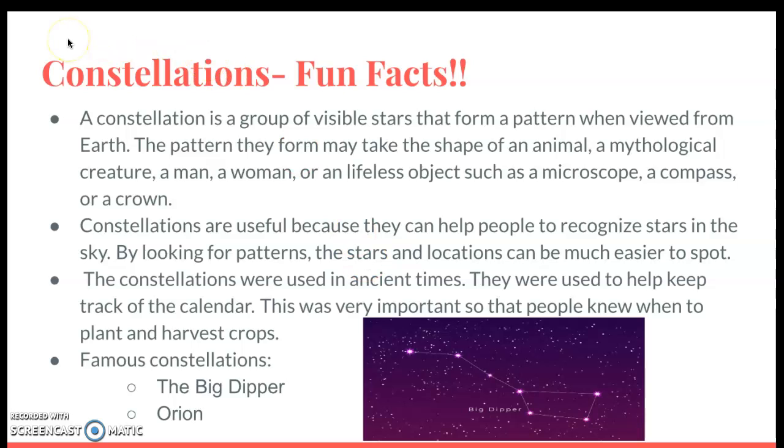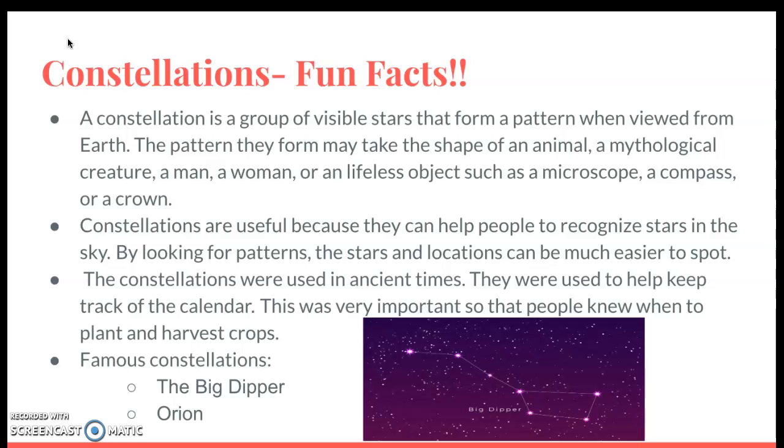So first, just some fun facts about constellations. A constellation is a group of visible stars that form a pattern when viewed from Earth. The pattern they form may take the shape of an animal, a mythical creature, a man, a woman, or lifeless objects such as a microscope, a compass, or a crown. Constellations are useful because they can help people recognize stars in the sky. By looking for patterns, the stars and locations can be much easier to spot.